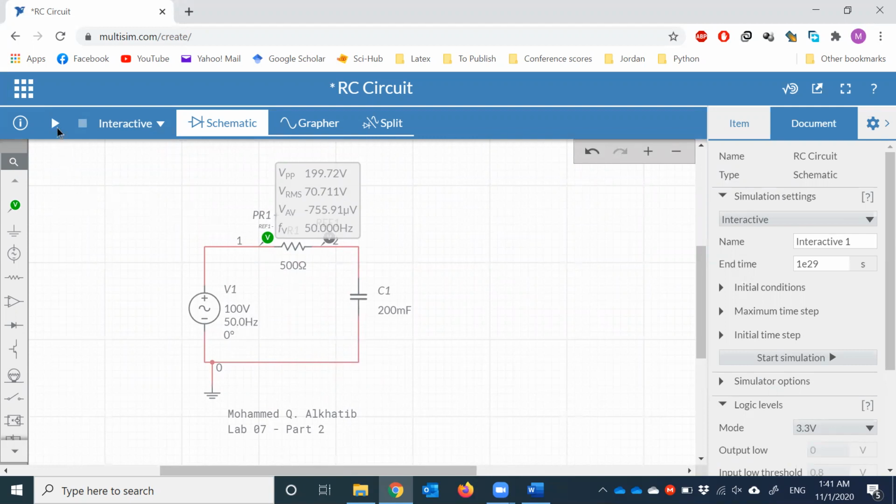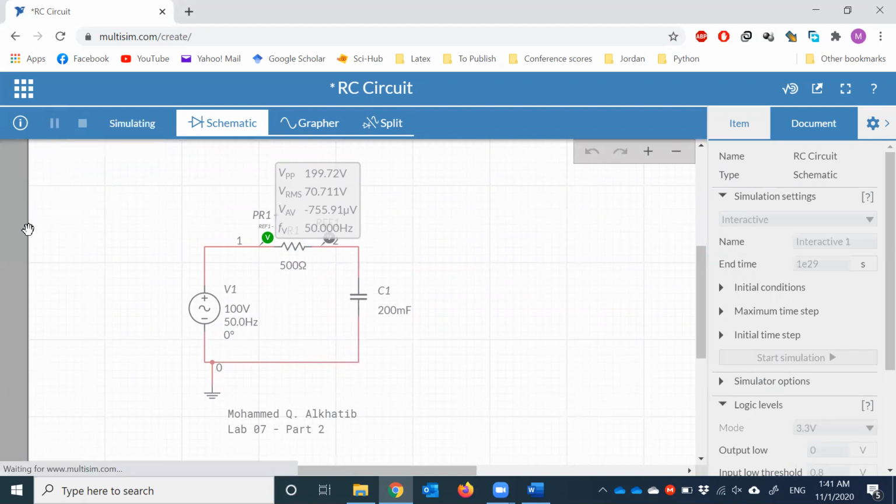Now, just run the simulation again, and notice these values are constant. They do not change because I'm running it on one cycle. And even this VAV, the average, is in micros and millis, so it's as good as 0. So the value of interest here is the RMS value. Actually, there is a relationship between RMS and peak value. Whatever you have here in the RMS, you just multiply it by the square root of 2, and you'll get the peak value, and that's the value we seek.